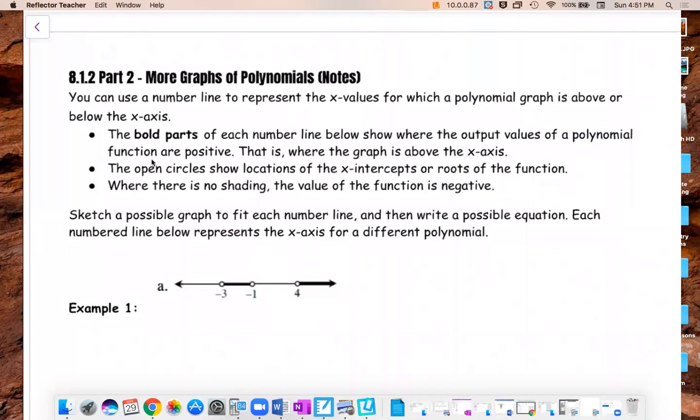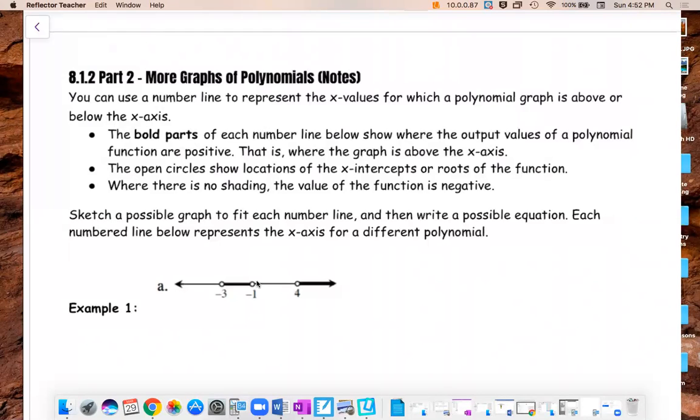So here's the key. The bold parts of each number line below show where the output values of a polynomial function are positive. That is where the graph is above the x-axis. So the bold parts are telling me that the graph is above the x-axis. So it's above here at those places. The open circles show the locations of the x-intercepts or roots of the function.